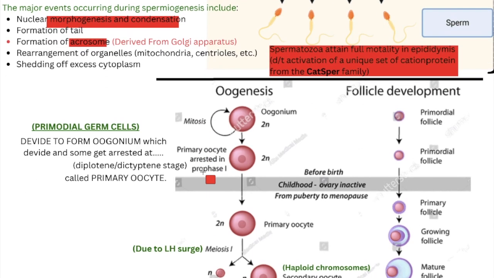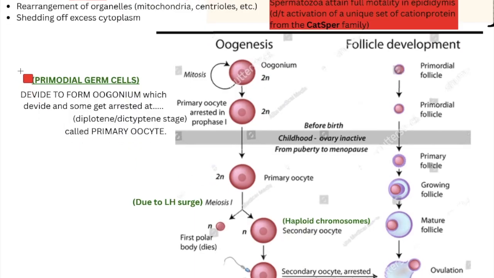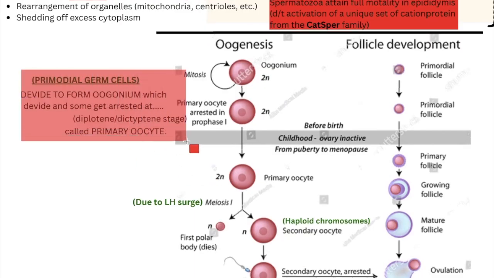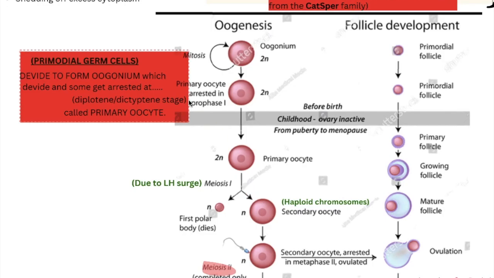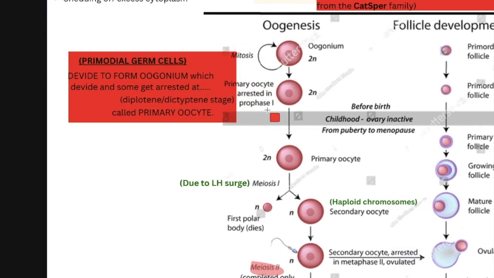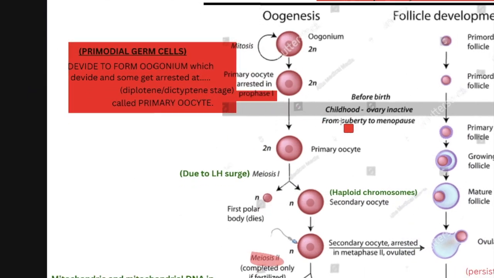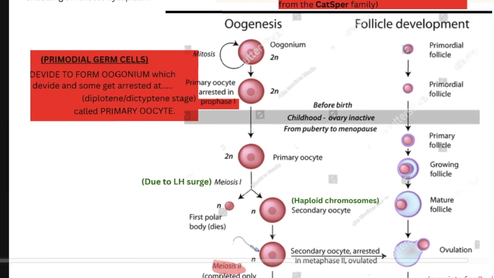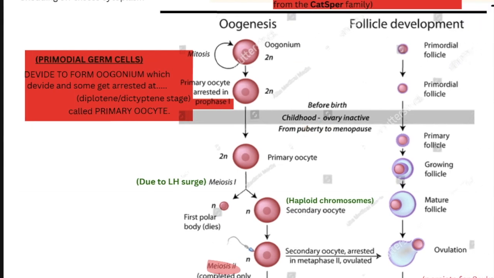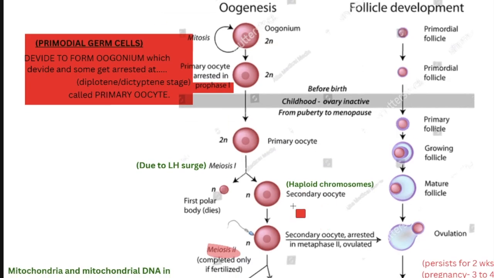Before birth, oogonia develop into primary oocytes, which then become arrested in prophase I of meiosis. They remain in this state throughout childhood. From puberty onwards, a surge in LH causes a primary oocyte to complete meiosis I, producing a large secondary oocyte and a small first polar body, which typically degenerates.